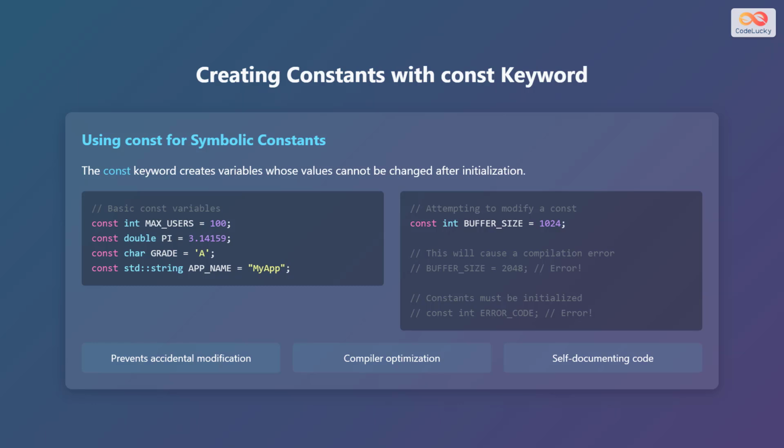A constant character grade can be assigned the value 'a', and a constant standard string, app_name, can be assigned the string "myapp". Once a variable is declared as const, any attempt to modify its value will result in a compilation error. For example, if we declare a constant integer buffer_size and try to assign it a new value later in the code, the compiler will throw an error. Also, constants must be initialized when they are declared. Declaring a constant without initializing it will also result in a compilation error. The benefits of using the const keyword include that it prevents accidental modification of the constant, allows for compiler optimization, and makes the code more self-documenting.